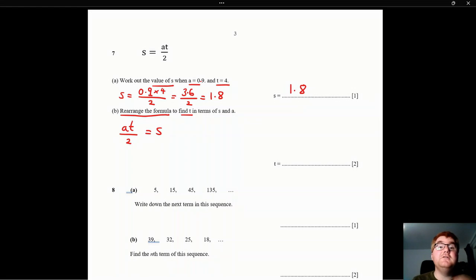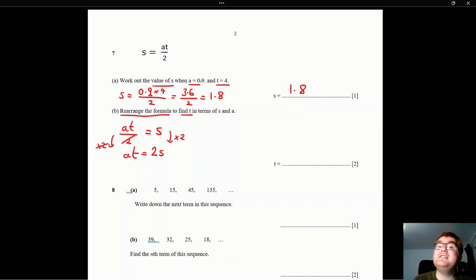So at the end of the operation, we want t equals something. So we want the t on its own. How do we achieve this? Well, first of all, we have a divide by 2, kind of annoying. So the opposite of that is times 2 on both sides. This cancels, giving us a t, and then s times 2 is equal to 2s.